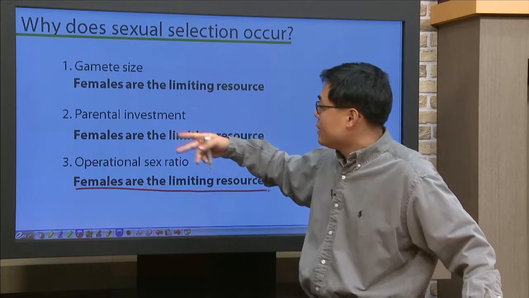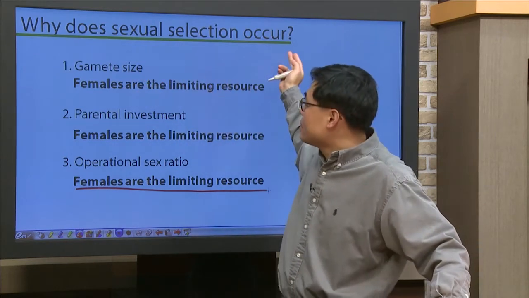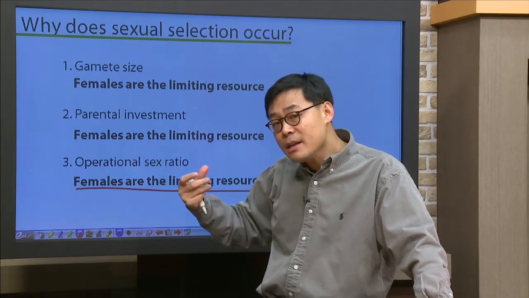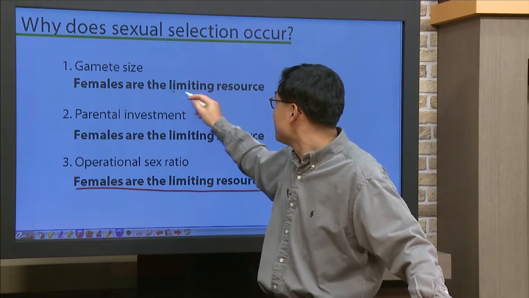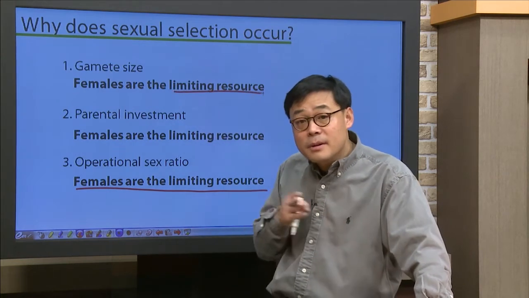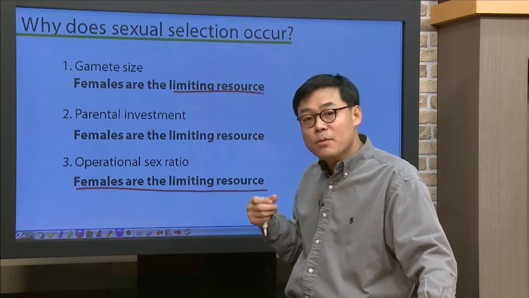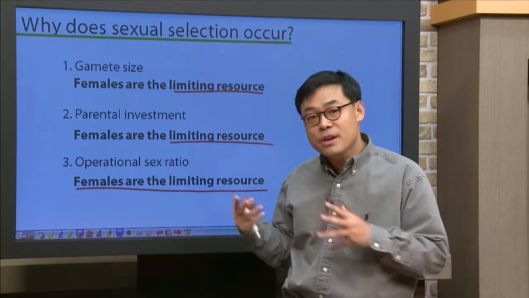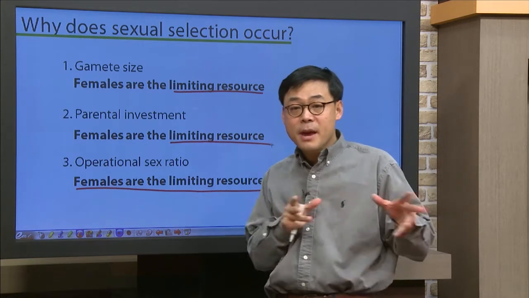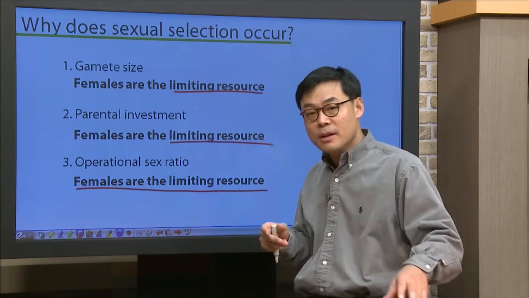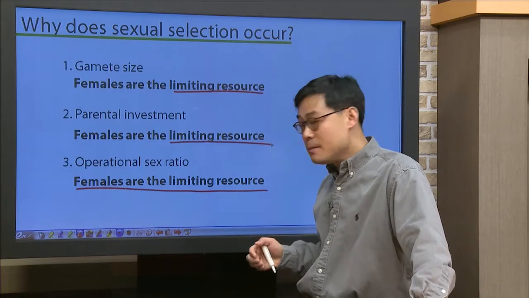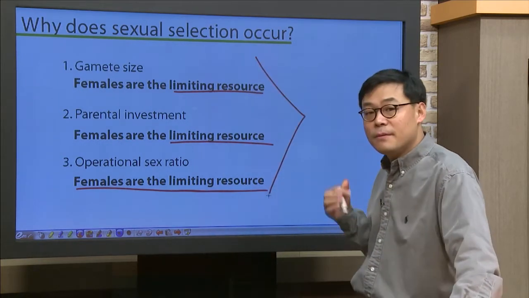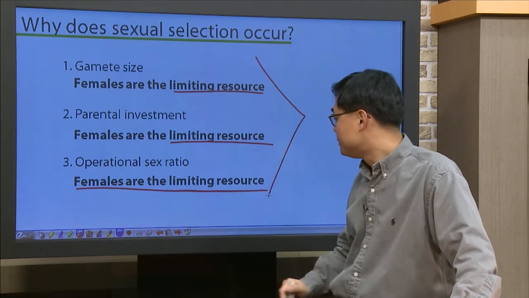So why did sexual selection occur? If you look at gamete size, the females contribute more. They make bigger gametes, so the females are the limiting resource. If you look at parental investment, the females provide a lot more parental care to the next generation. Again, females are the limiting resource. In the operational sex ratio, a lot more males are receptive at any given moment than females. So again, the females are the limiting resource. All point to the females being the limiting resource.